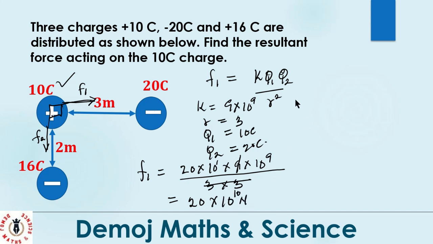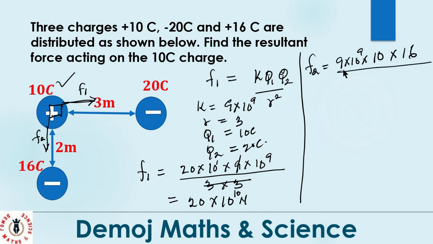The same way we can solve for F2. My F2 will also be equals to K, the constant, which is 9 times 10 raised to power 9 times Q1, in this case 10 again, and Q2, in this case 16, all over the distance between them, which is 2. 2 squared, that will be 2 times 2. So that F2 will be the same thing as 2 here is 1, 2 in 16 is 8, 2 here is 1, 2 in 16 is 4.